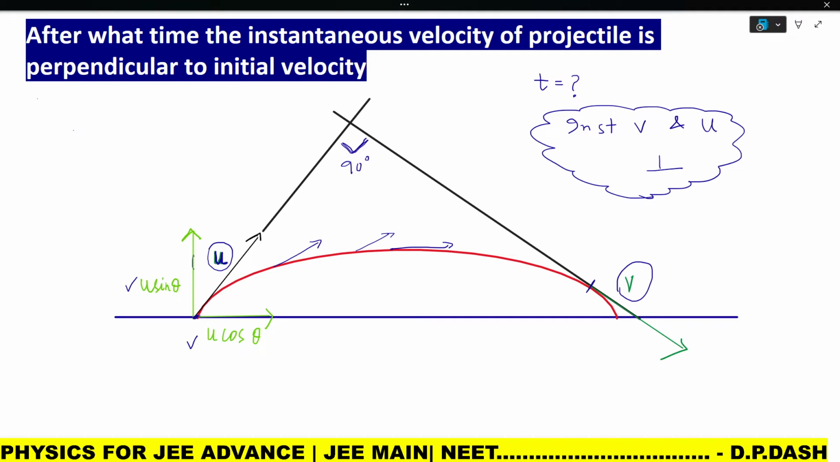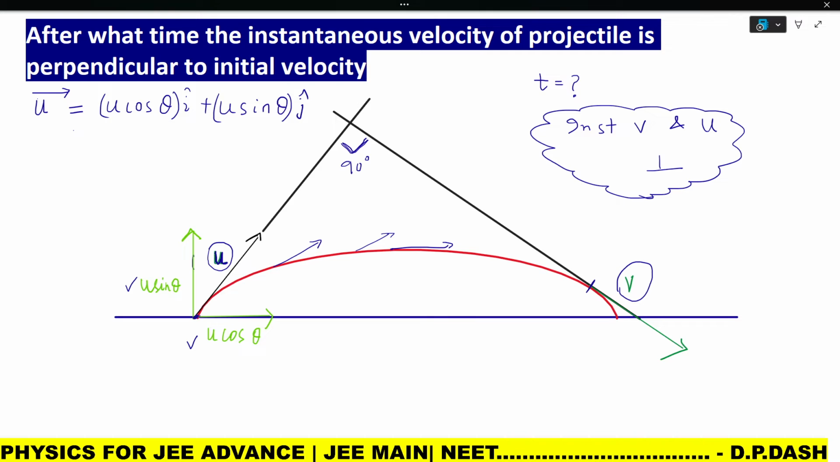Generally, if we write the expression for initial velocity in vector form, we can write the initial velocity u equals u cos theta i cap plus u sin theta j cap. This is our initial velocity, u cos theta i cap and u sin theta j cap.